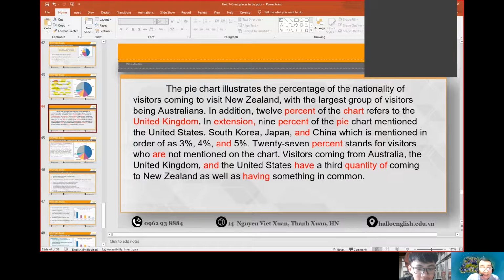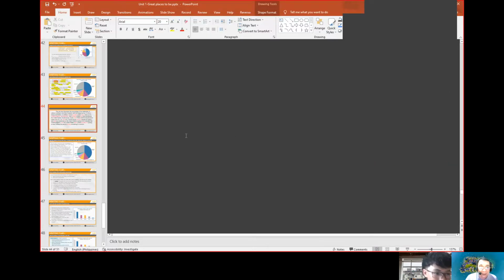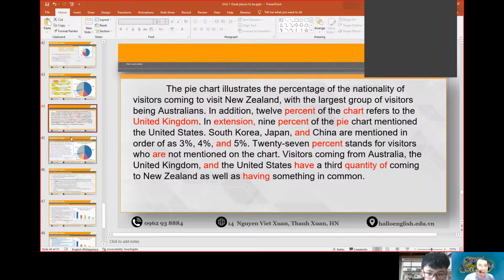And I want to remove it, with are mentions. You want to remove which is mentioned. Yes, so you have to remove that, because we're talking of United States, Korea, Japan, and China. Okay, so it's are mentioned. To make it more correct, we have to omit which now.